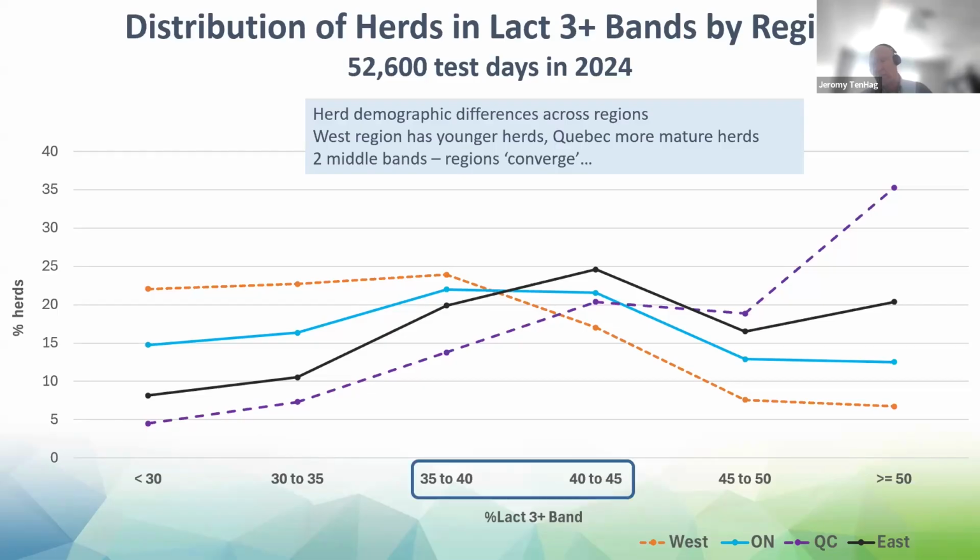And you'll notice, and this isn't a perfect convergence, I would say, but it seems that all the regions kind of converge in these two groupings: 35 to 40% of the herd in lactation 3 plus and 40 to 45% of the herd in 3 plus. Right. And all four regions are kind of close together in those areas, but they spread out quite a bit further in the other four groupings.